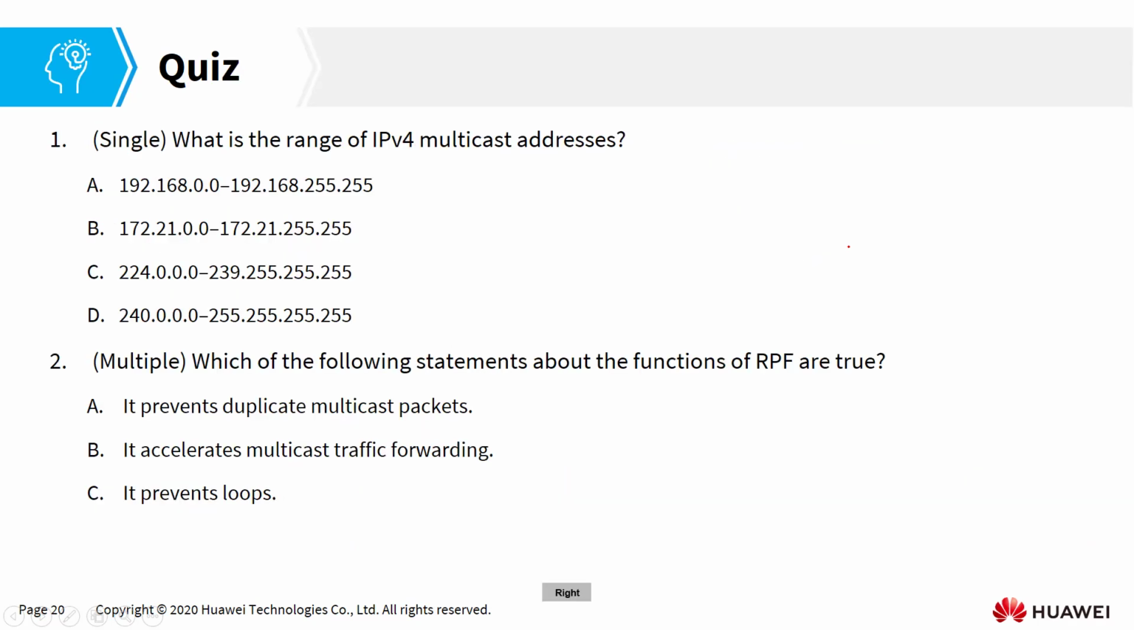But before we leave, there is a quick quiz to test your understanding of what we have just covered. The first one requires a single answer. What is the range of IPv4 multicast addresses? The second one requires more than one answer. Which of the following statements about the functions of the reverse path forwarding are true? You choose A and B, or B and C, or A and C, or ABC, depending on what you've seen in this section. And you choose one of these ranges that is for IPv4 multicasts.